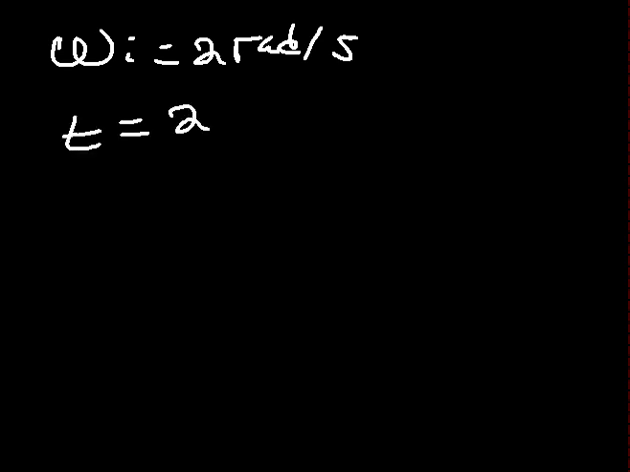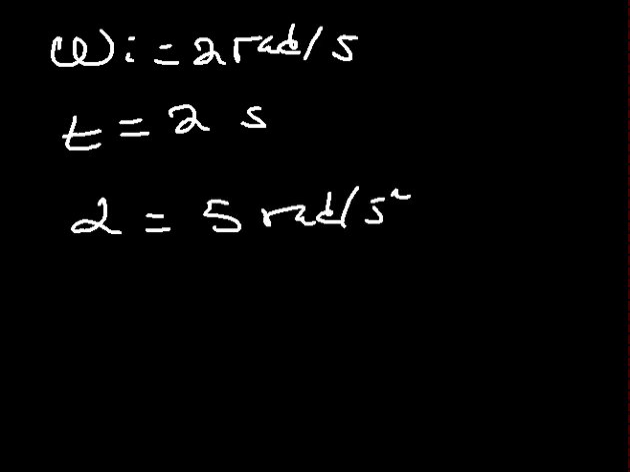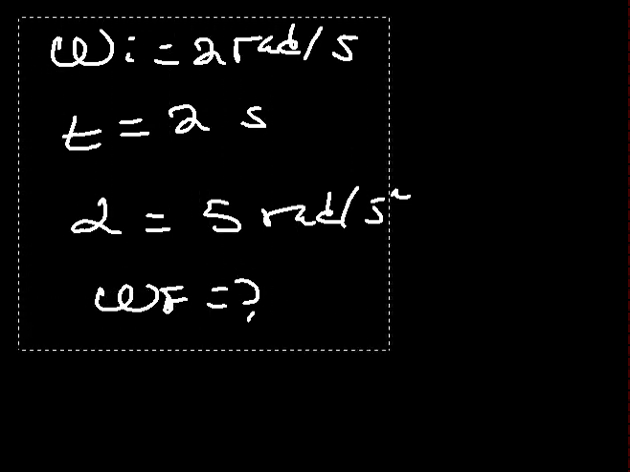Let's say the object is traveling with an initial angular velocity of, let's say, 2 rad per second. And let's say the time taken is 2 seconds. And let's say the object is accelerating at a constant rate of 5 rad per second squared. So what is the final velocity of the object, if that's the case? You can work out that analogy on your own, based on the problem that we have.